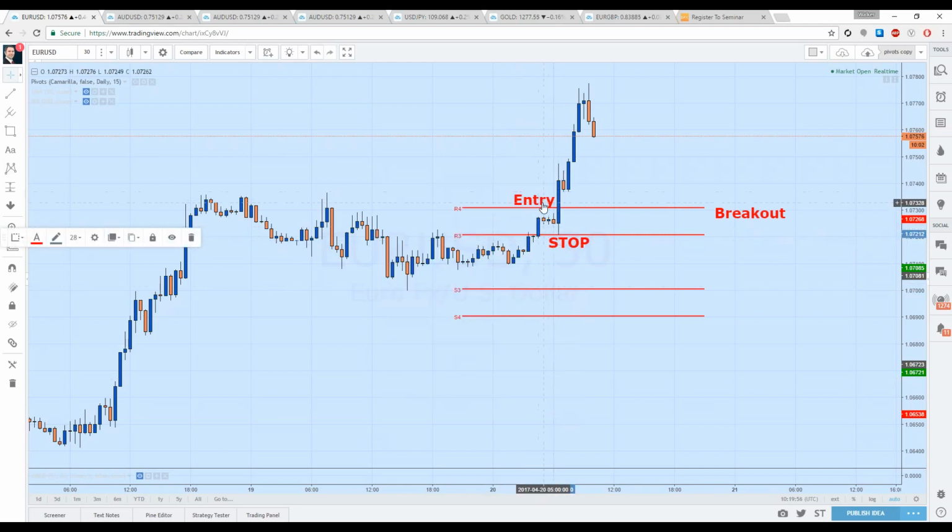The idea is to exit the market in the event that prices begin to range.